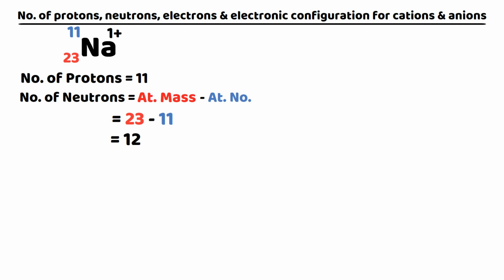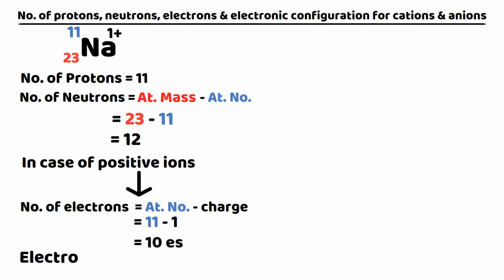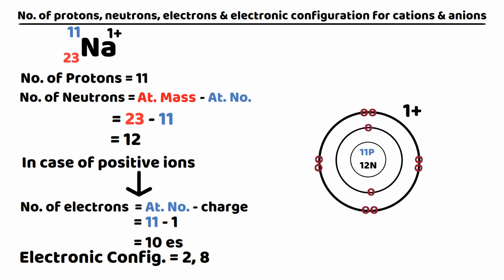To find number of electrons, we know number of protons are equal to number of electrons. However, in case of positive ions, the number of electrons are equal to atomic number minus charge of the positive ion. So in case of sodium 1 plus ion, atomic number is 11. Charge is 1 plus, so 11 minus 1 is equal to 10 electrons, and the electronic configuration is 2, 8. So there are 11 protons and 12 neutrons in the nucleus of sodium 1 plus ion and 10 electrons placed in 2 shells. Let's see another example of calcium 2 plus ion.